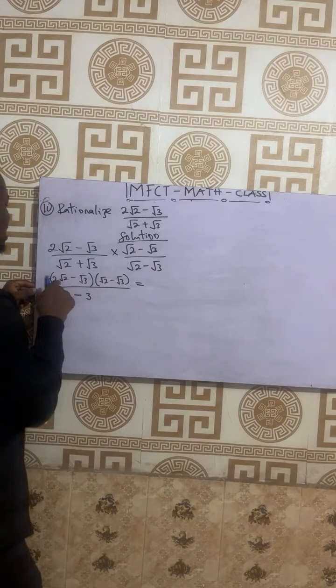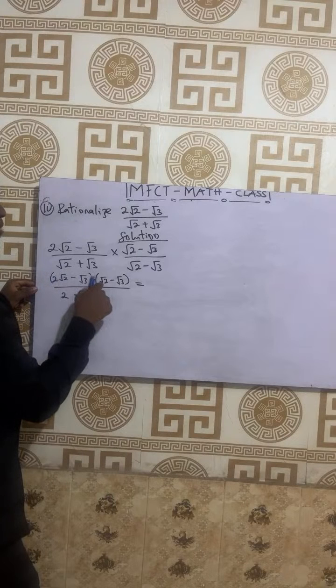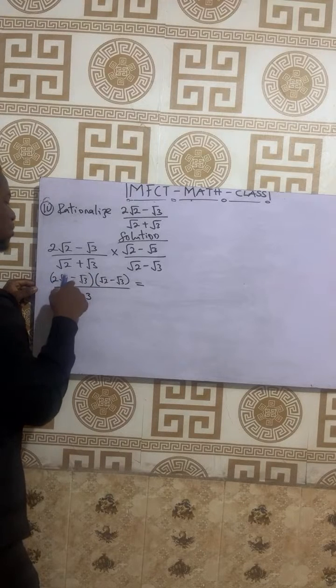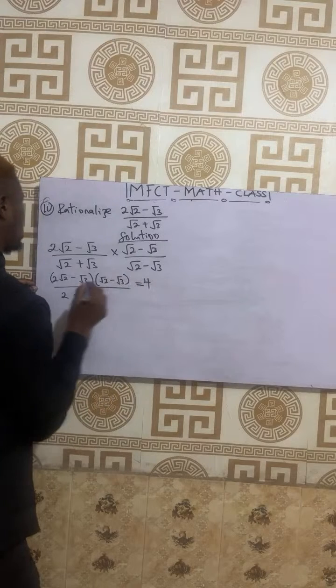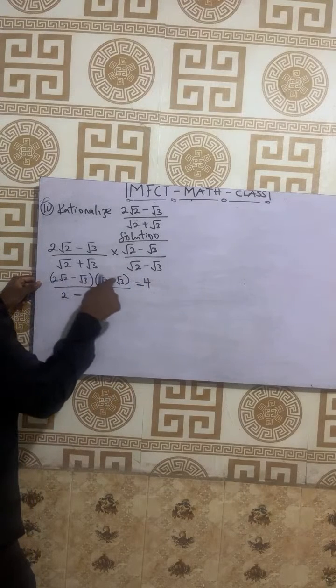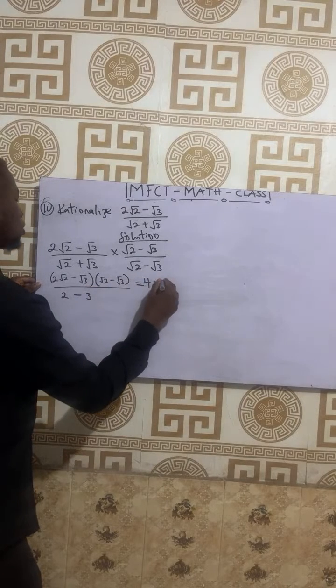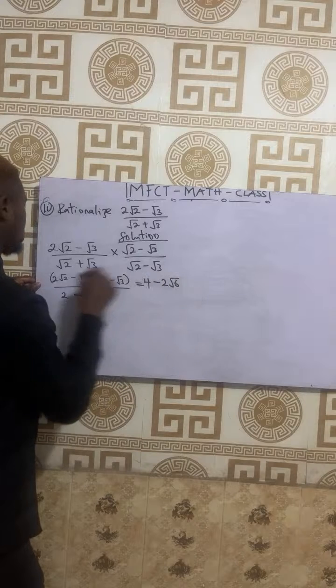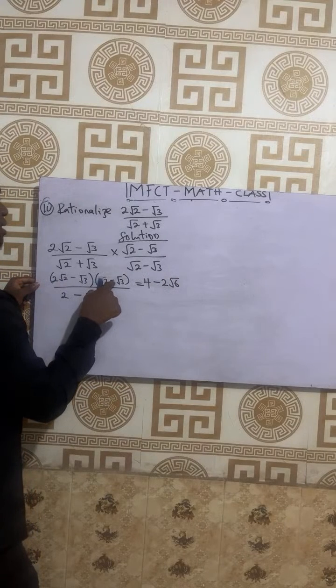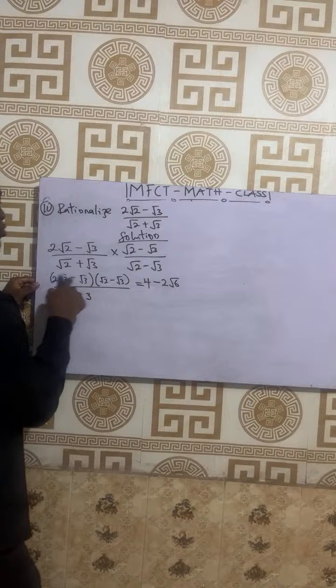Now I will use this first value to multiply everything here. What is 2 root 2 times root 2? 2 root 2 times root 2 is going to give us 4. What is 2 root 2 times root 3? 2 times root 3 is going to give us minus 2 root 6, because we are using this 2 root 2 to multiply this minus root 3. So that will be 2 times 3, that is 6. Then I'm done with this.